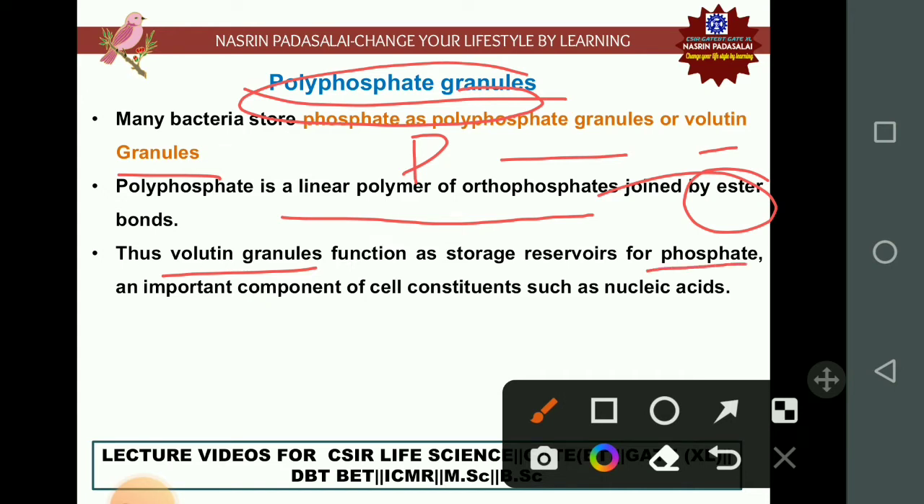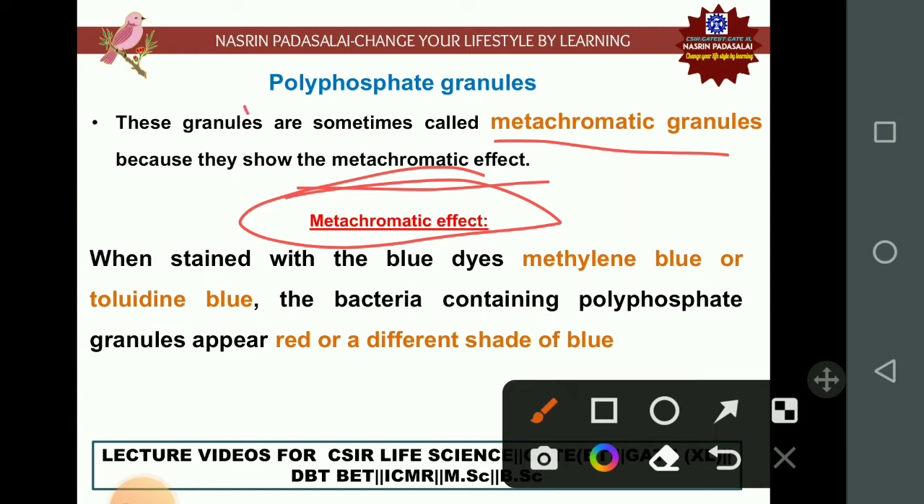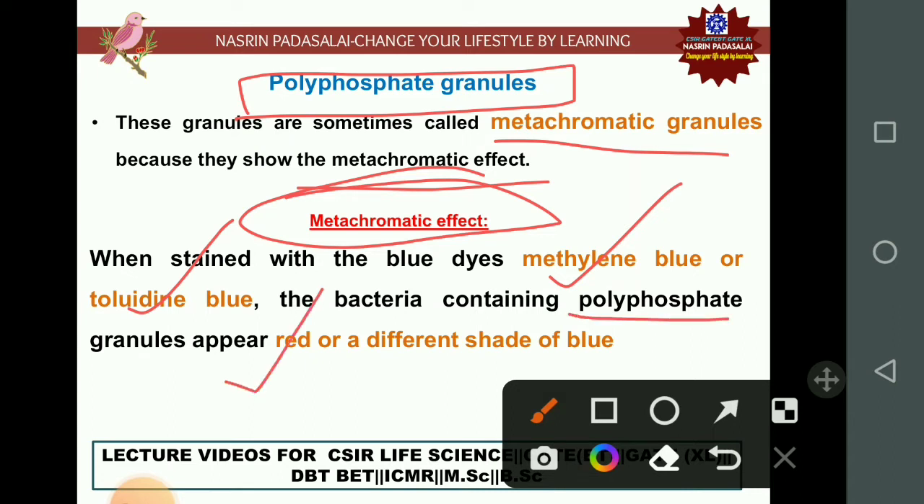of phosphate. Phosphate is an important cellular constituent present in nucleic acid. This particular polyphosphate granule is sometimes called a metachromatic granule because these granules have the capacity to show a metachromatic effect. What does this metachromatic effect mean? When bacteria that contain polyphosphate granules are stained with a dye like methylene blue or toluidine blue, the bacteria containing this polyphosphate granule will appear either red or as a different shade of blue.